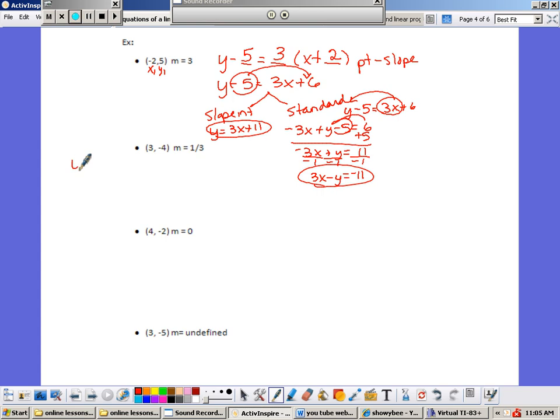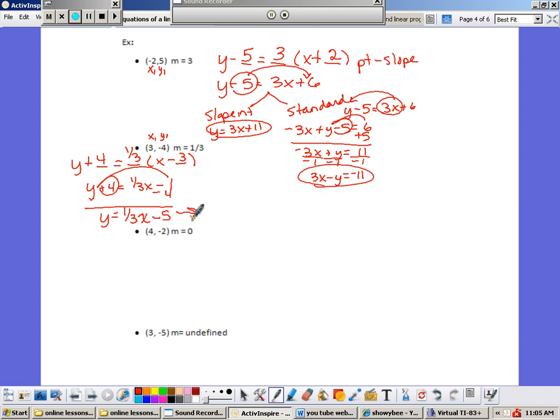Okay, let's try another one. y minus blank equals blank times x minus blank. 1/3 is my slope. Here's my x1 and my y1, so 3 goes here and negative 4 goes here. y plus 4 is equal to 1/3 x minus 1. For slope-intercept form, I move the 4 over and I go y equals 1/3 x minus 5.